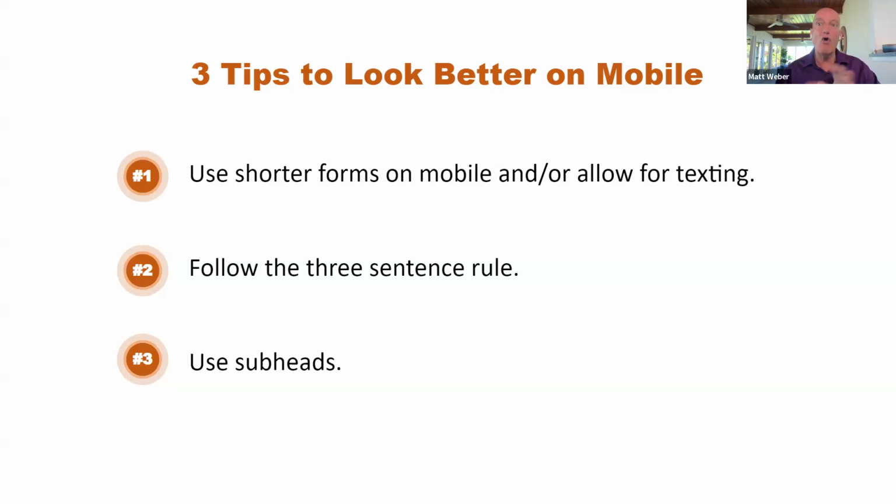Second hint would be to always follow the 3-sentence rule. No more than 3 sentences in copy without a paragraph break, period. Because that block of copy that you look at on your desktop version, you go, oh, that looks nice. And then when it goes on a mobile screen, it squishes down and it becomes a wall of words that's hard to read.